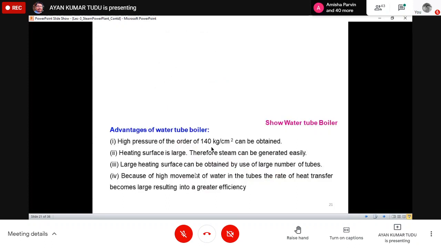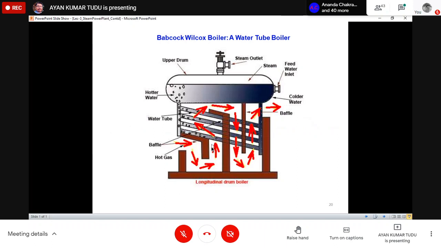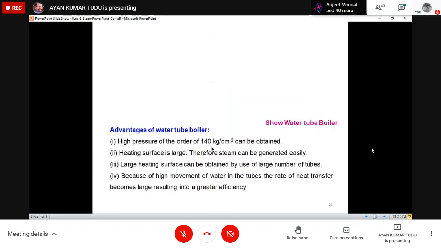So a large heating surface can be obtained by using a large number of tubes. If we increase the number of tubes, then the heating surface will also be increased. And because of the high movement of water in the tubes, the rate of heat transfer becomes large, resulting in a greater efficiency.